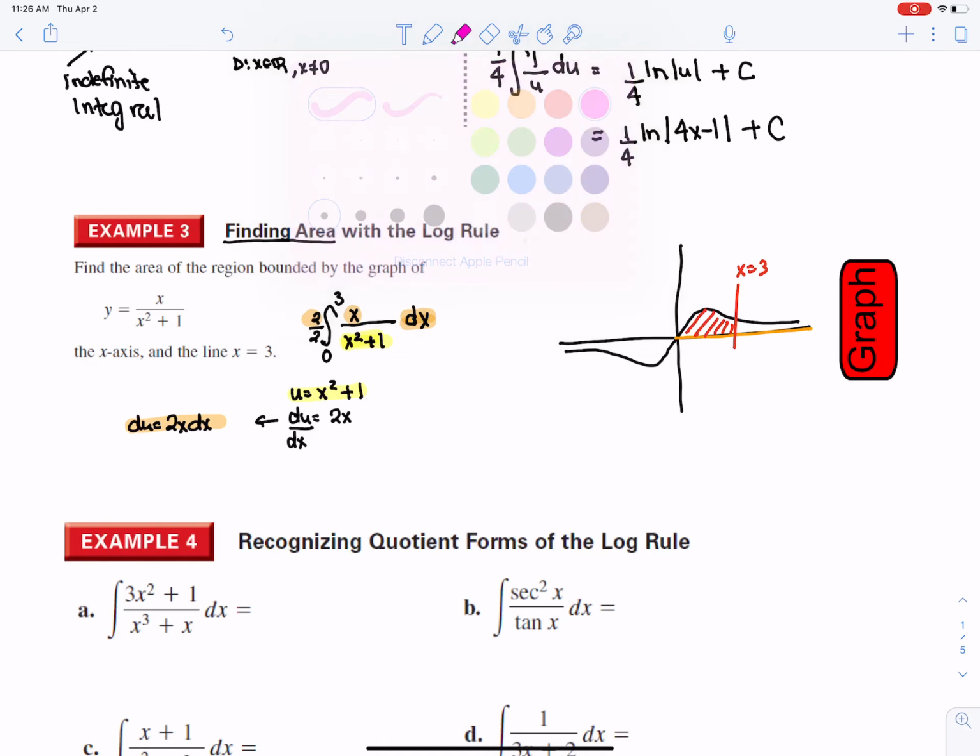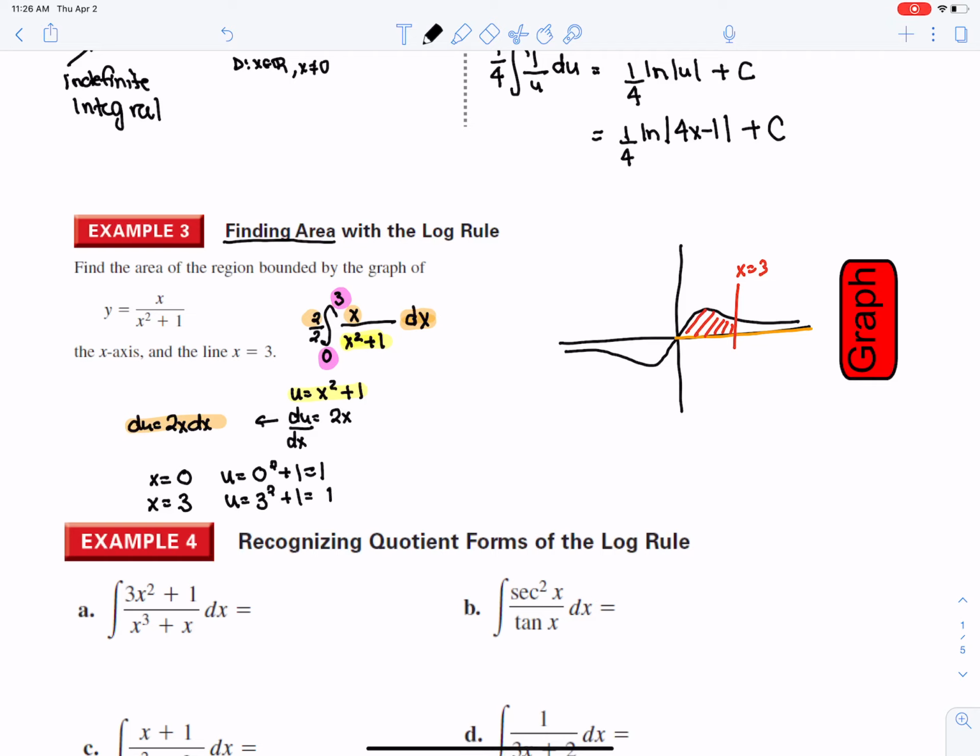And now I need to change my integration limits. These are x values. So if x is equal to 0, u is equal to 0 squared plus 1, which is 1. And if x is equal to 3, u is equal to 3 squared plus 1, which is 10. So those are going to become my new lower and upper limits of integration. So I'm going to replace this integral. This 2 on the bottom has not got dealt with, so I need to carry that through in my integral. The 0 to 3 became a 1 to 10. The x dx and the 2 became a du.